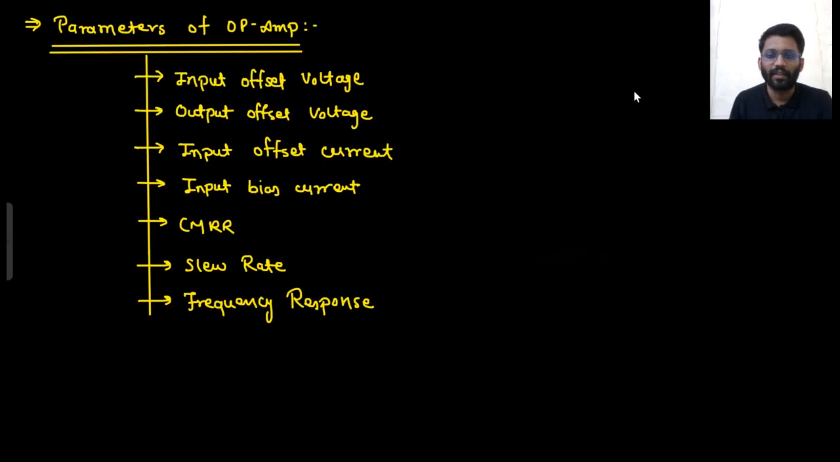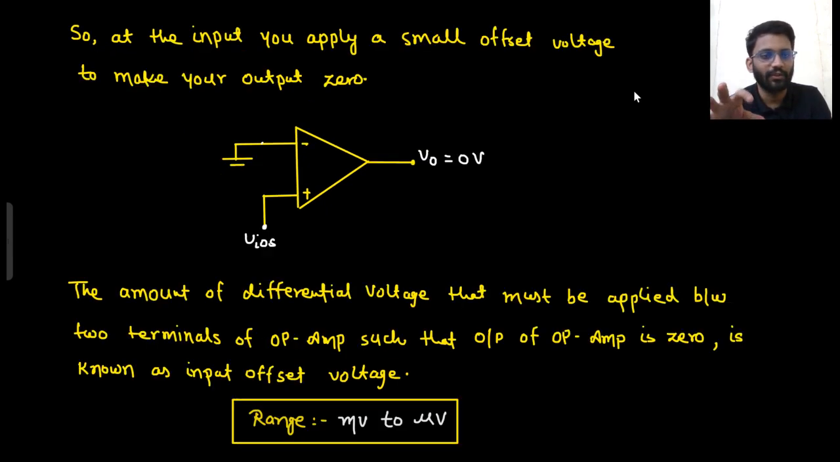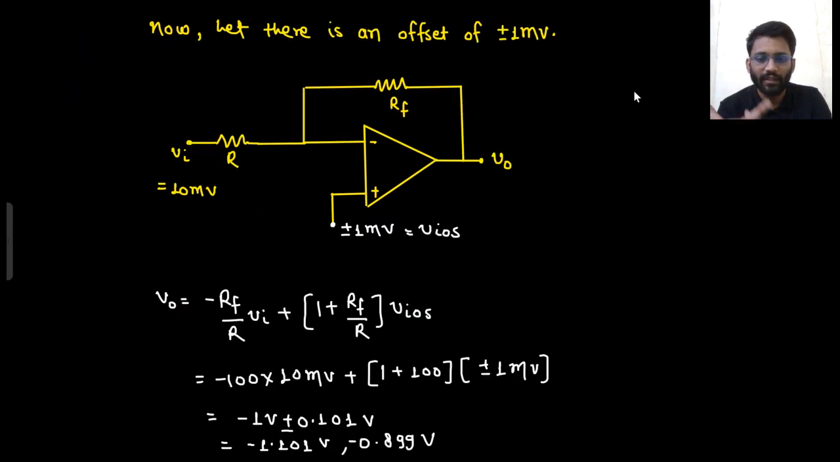So how did we start? We started with offset voltage: the output is not equal to 0 even if there is 0 supply, 0 small signal input. So to make that output voltage equal to 0, we have to give some offset voltage at the input. That is shown as the supply at the positive terminal. It can be both positive and negative. So we saw the effect here, that there is 10% of error.